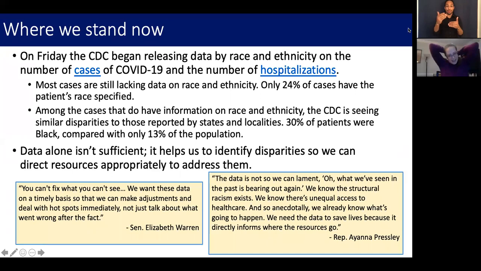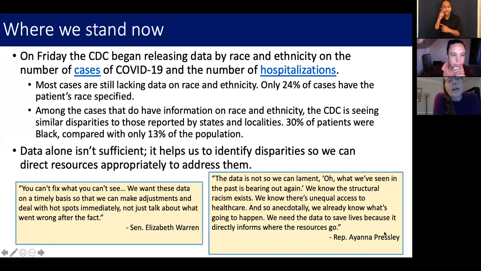So on Friday, the CDC started releasing data by race and ethnicity on the number of cases of COVID-19 and the number of hospitalizations. I want to emphasize this data is really incomplete. Only 24% of cases have the person's race specified. But it does show disparities kind of in line with what we're seeing in other places. Yesterday and today, the Senate and the House passed a new law that will actually require this data to be released monthly based on race and ethnicity. It's not as often as we want. It doesn't include some of the categories that we want, notably disability, but it is definitely progress.